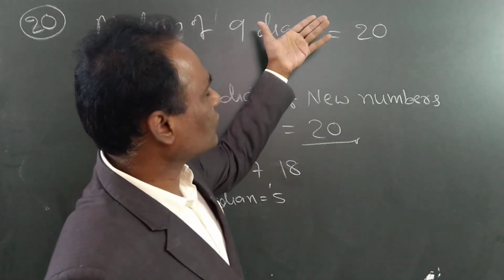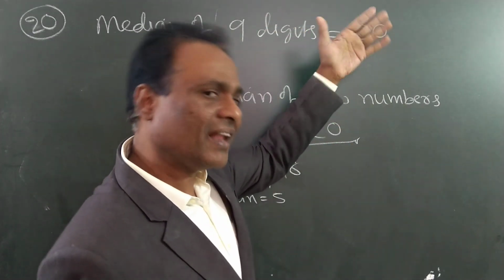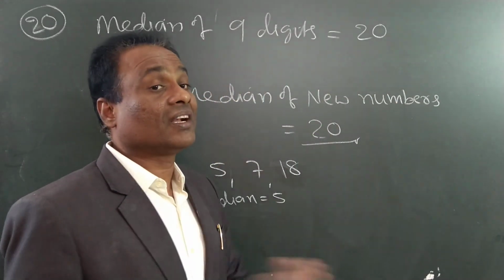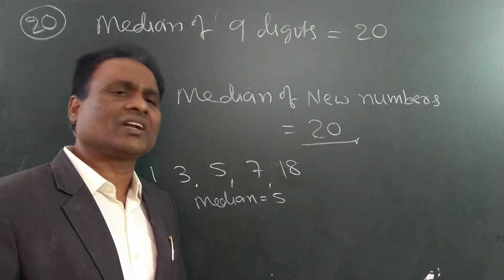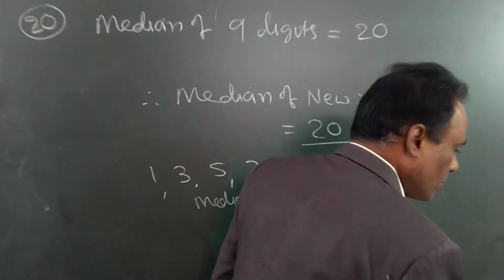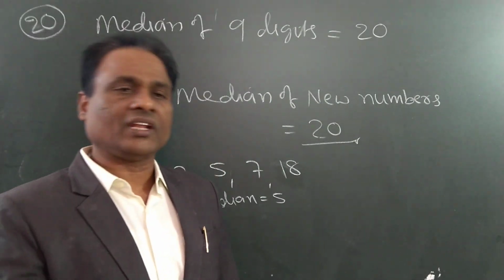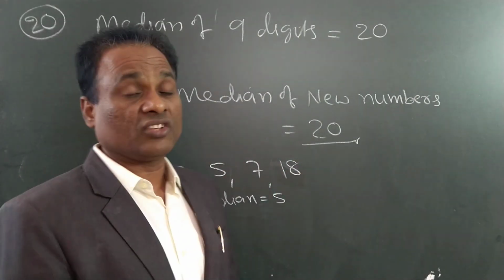That means if changes happen in these extreme numbers, there is no change in the median. If the given first data has a median of 20, the next data will also have a median of 20, because extreme values don't affect the median. One problem is left, which I will teach in the next class. Tomorrow is Sunday, so I will continue this chapter on Monday, students.